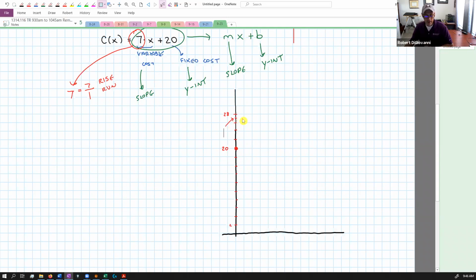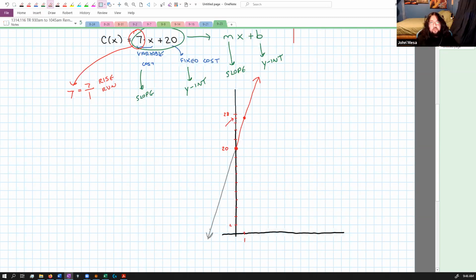And then I go to the right 1. Rise 7, over to the right 1. So here's 1 here. Go to the right 1, I put a dot. And now I connect these with a straight line. When I draw this line, it goes like this. I am not going to draw this part of the line. Why? Because we're starting at 20 as the base.